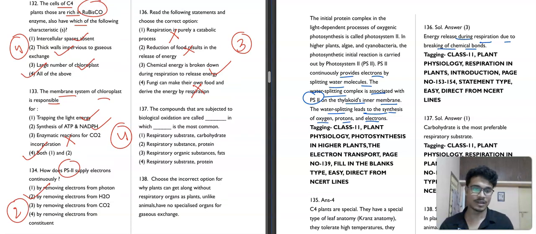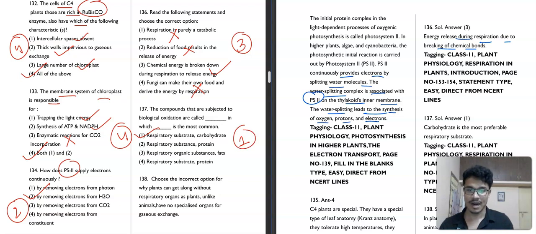Okay, question number 137. The compounds that are subjected to biological oxidation are called dash and dash, in which dash is the most common. The compounds that are subjected to biological oxidation are called respiratory substrates, obviously. The most common respiratory substrate is carbohydrate. So the first option is our correct answer.